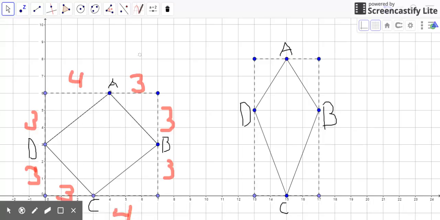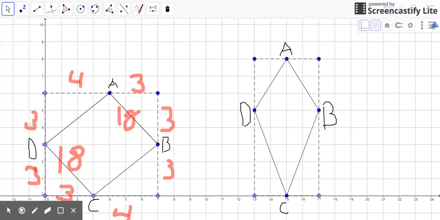Like A to B, which would be 3 squared plus 3 squared equals C squared, which would mean C squared equals 18. So the length of this is the square root of 18, and because these are the same measurements, this would also equal 18.